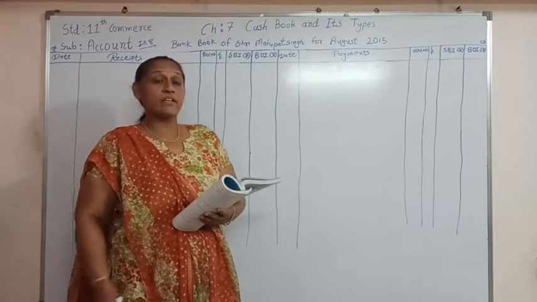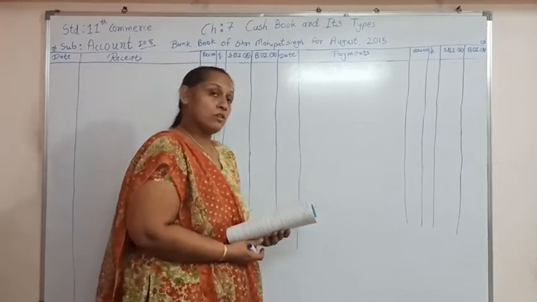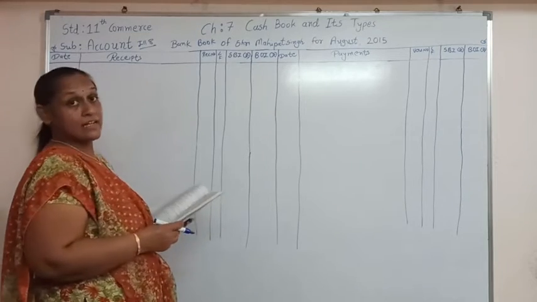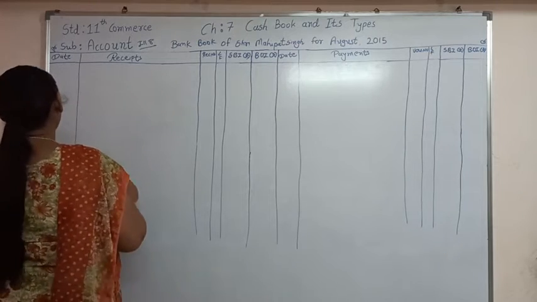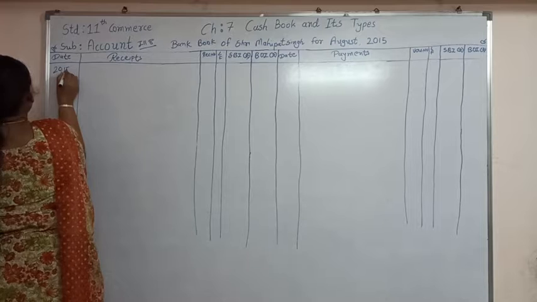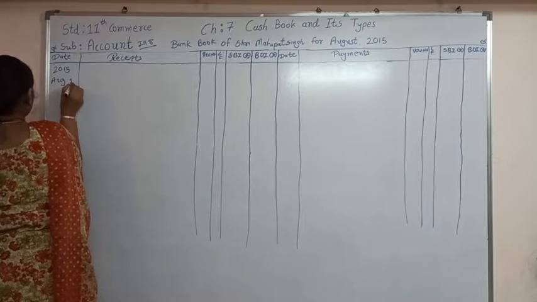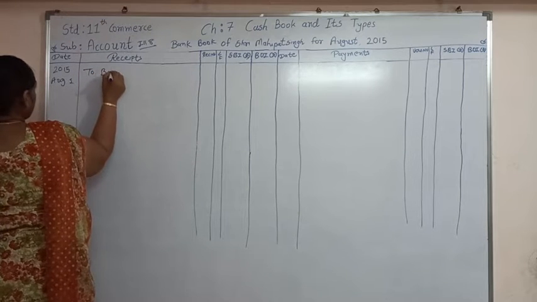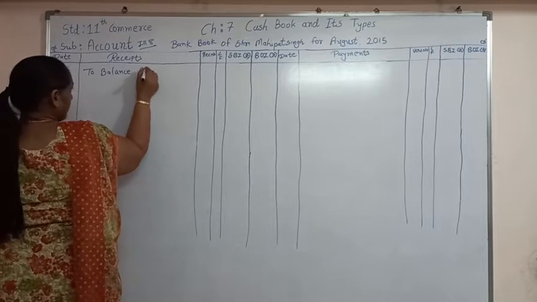Okay. So on August 1st, 2015, opening bank overdraft. There is an overdraft in SBI and a bank balance in BOI. As we know, a bank overdraft we write on the credit side and a balance we write on the debit side. So here, 2015, August 1st, to balance brought forward.